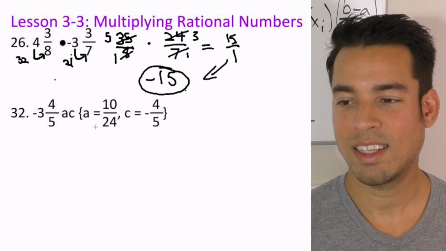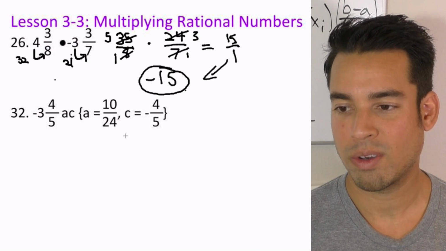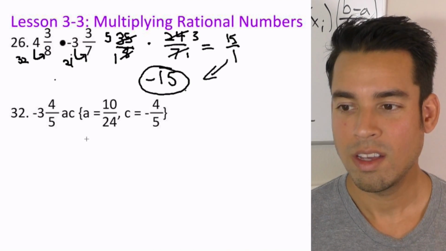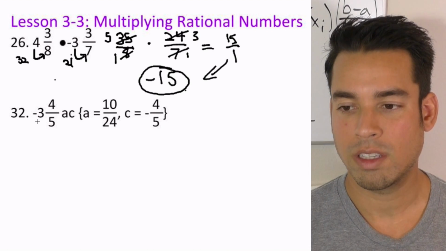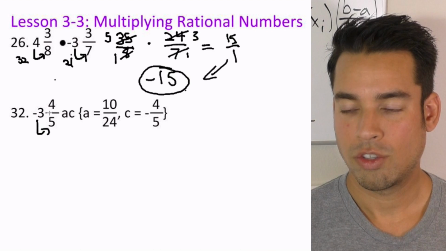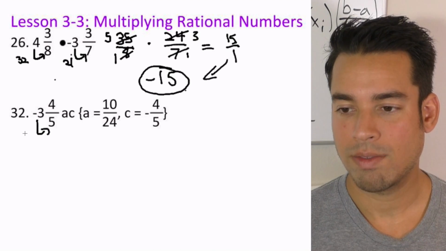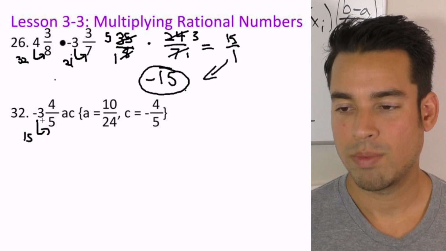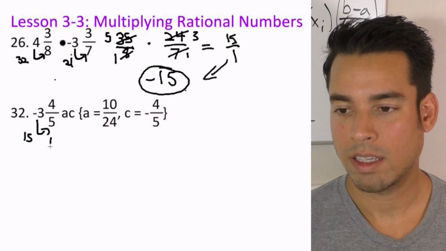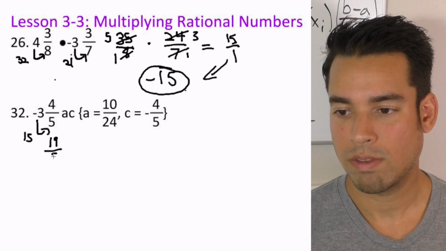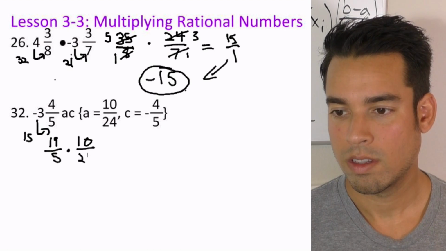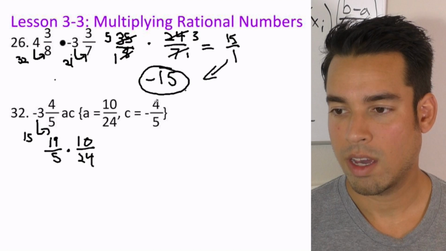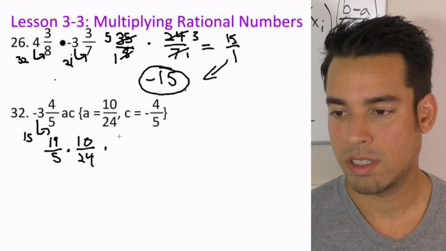Now let's go on to the next one where we've got to plug in some values for A and C. So again, I'm going to start right off the bat since we're doing some multiplication. I'm going to convert this into an improper fraction. 3 times 5 is 15. All right, and then we add 15 to 4. And that gives us 19 over 5. And then let's just plug and chug. We've got 10 over 24 for A. Right? And we've got 4 over 5 for C.